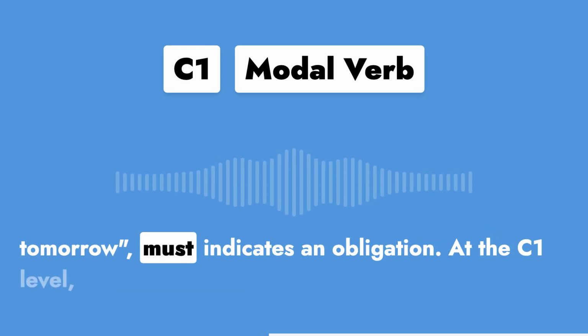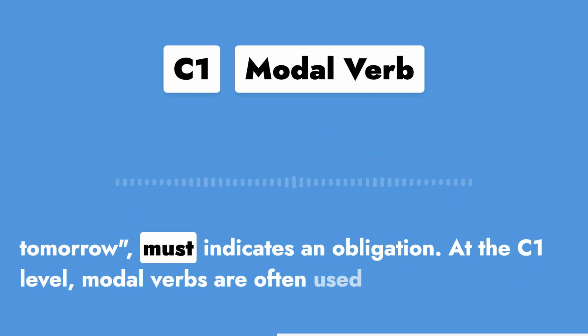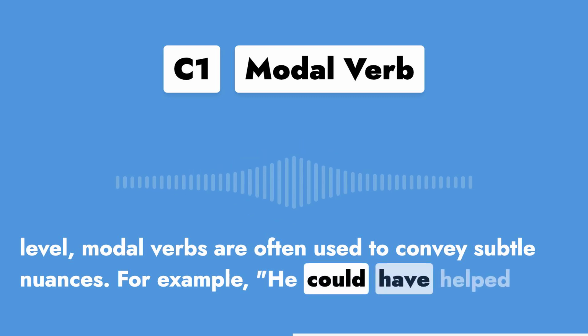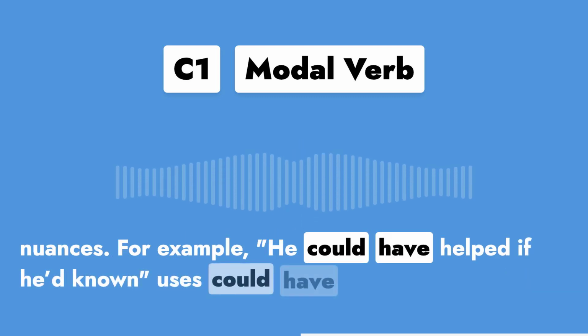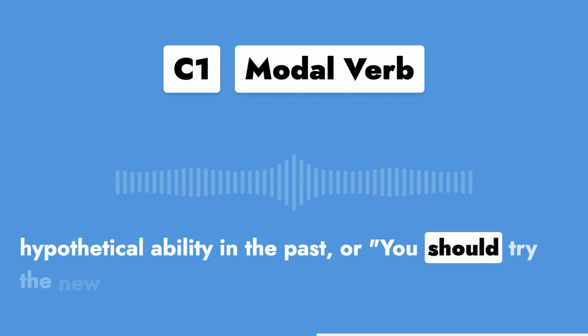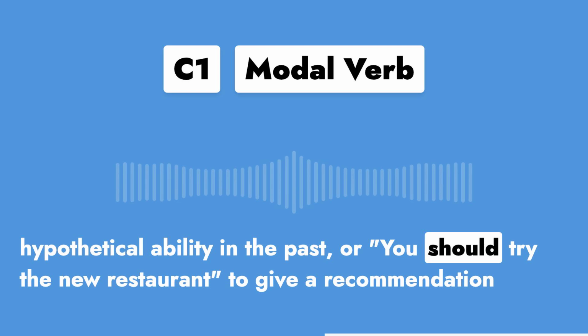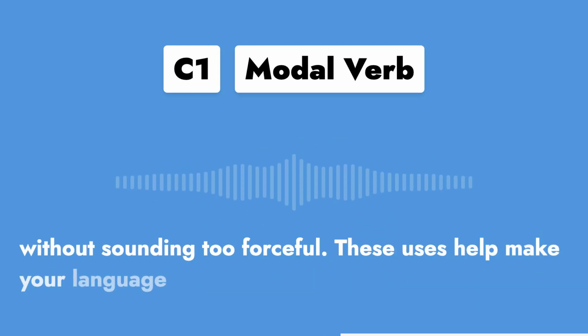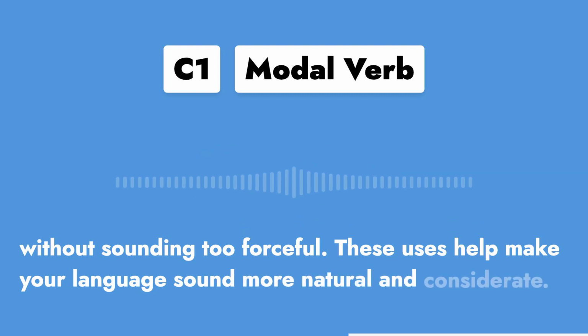At the C1 level, modal verbs are often used to convey subtle nuances. For example, "He could have helped if he'd known" uses "could have" to show a hypothetical ability in the past, or "You should try the new restaurant" to give a recommendation without sounding too forceful. These uses help make your language sound more natural and considerate.